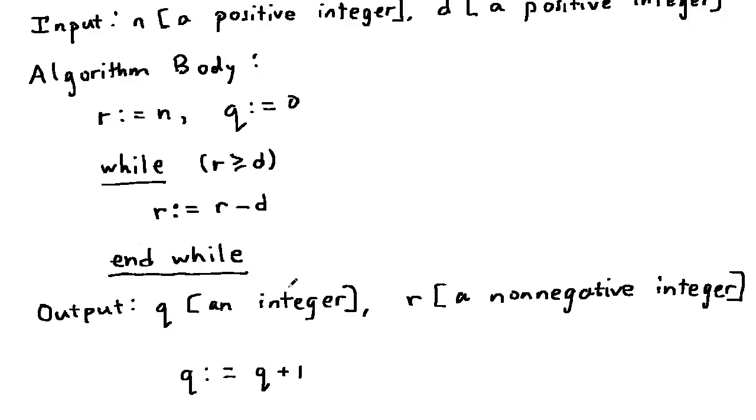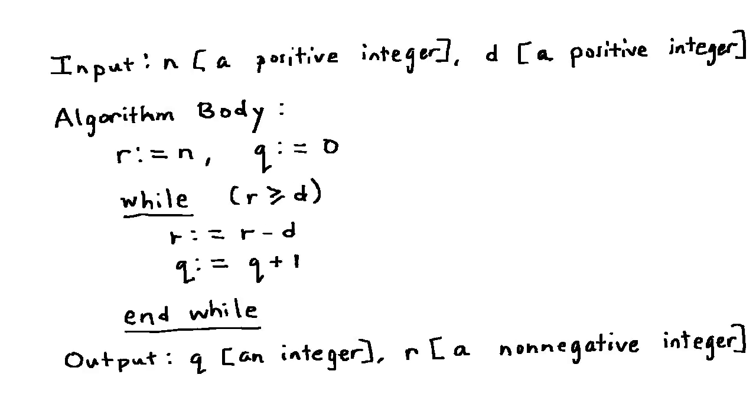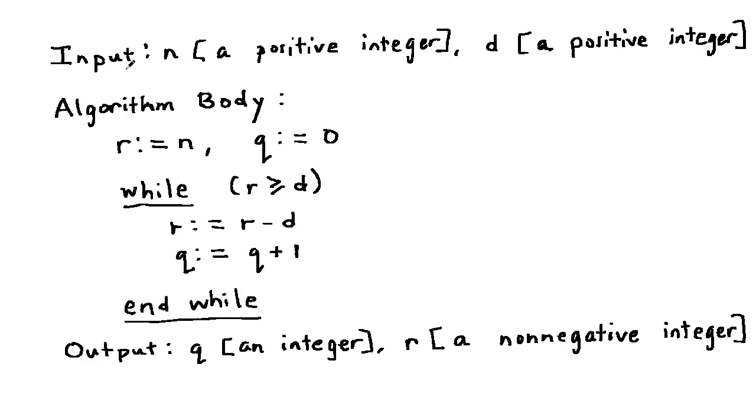Now the while loop looks like this. We have the input, the algorithm body. The initial values are R equals N and Q equals 0. Here we have the while loop, and we add here Q equals Q plus 1. So each time that the while loop iterates, Q is increased by 1.